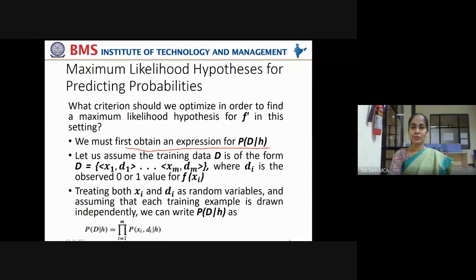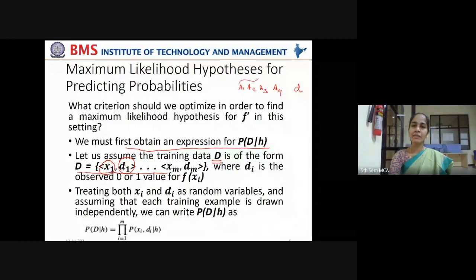Now let us assume the training data D is of the form, observe this carefully. How is the training example formatted? x1 represents all the set of attributes and d1 represents the outcome. Say a1, a2, a3, a4. These are the attributes and d is the outcome. Now all these belong to the x1 training example.